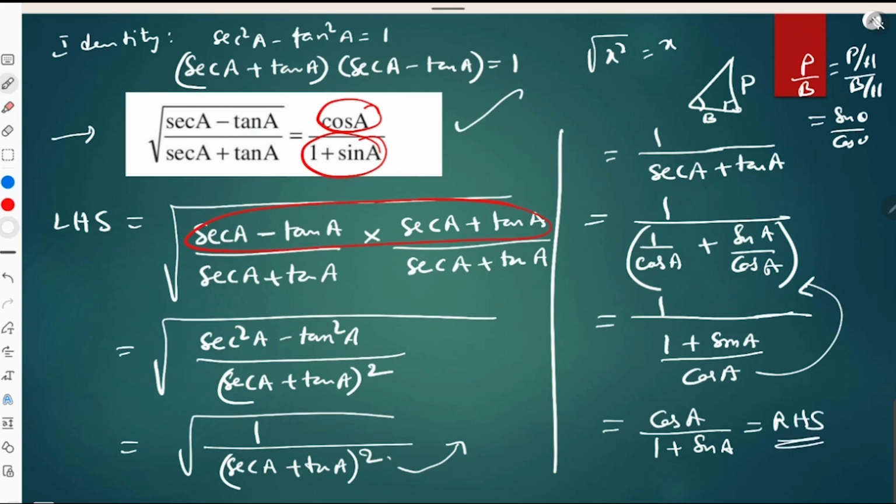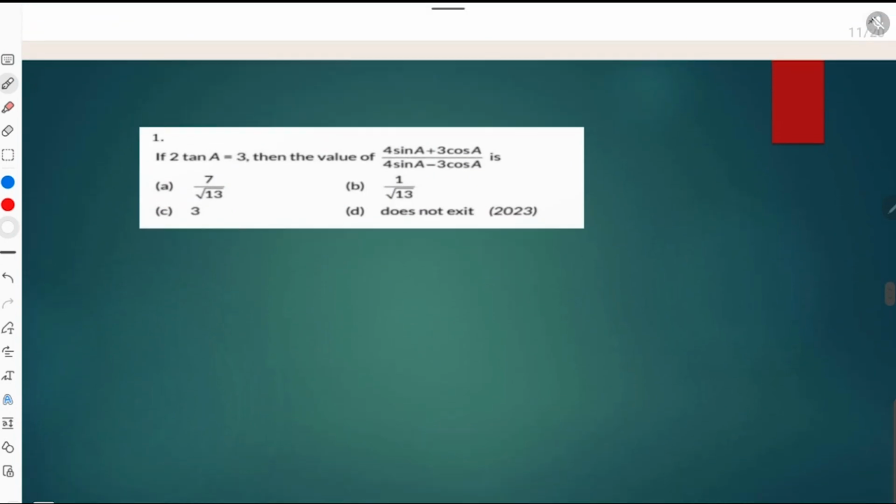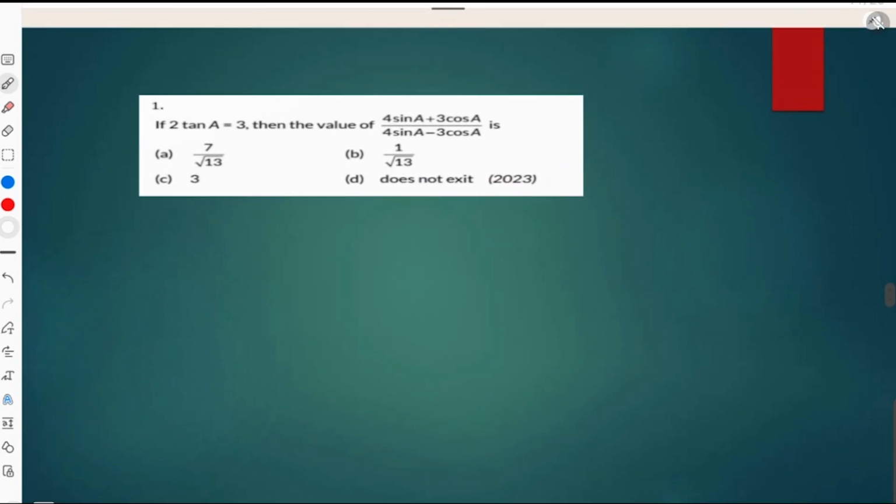One more question. This is given in CBSE 2023. The question is: tan A equal to 3 by 2 is given. Then we need to find out 4 sin A plus 3 cos A.